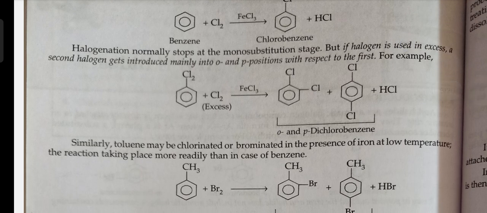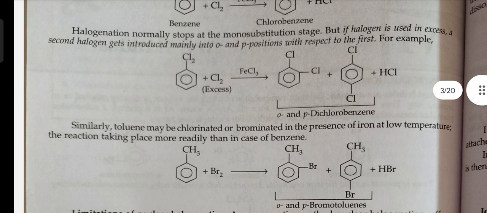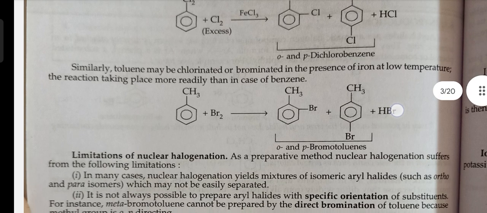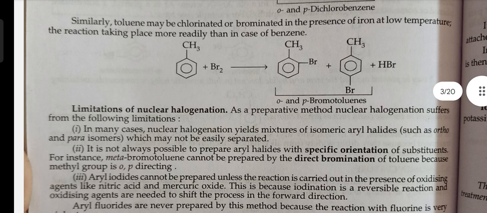Halogenation normally stops at the monosubstitution stage, but if halogen is used in excess, a second halogen gets introduced mainly into the ortho and para positions with respect to the first. For example, if we add Cl2 in excess to chlorobenzene, we will get ortho and para dichlorobenzene. Similarly, toluene may be chlorinated or brominated in the presence of iron at low temperature, the reaction taking place more readily than in the case of benzene.